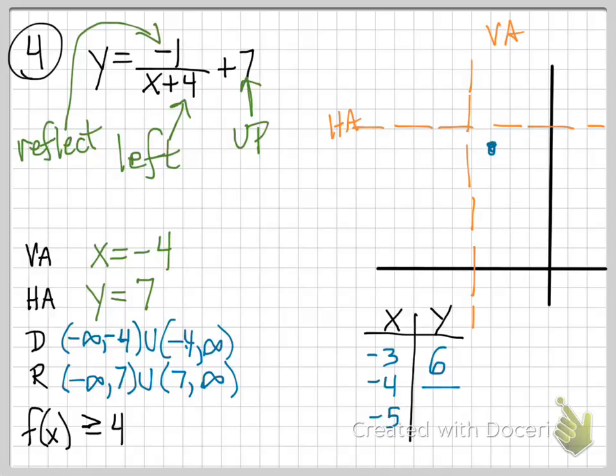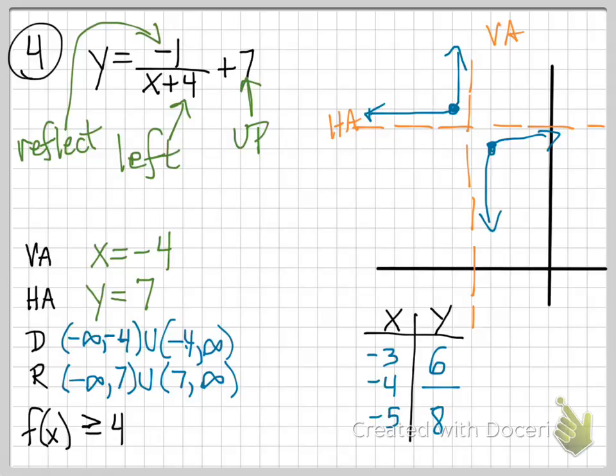Okay, let's try negative 5. Negative 5 in the denominator gives me negative 1. Negative 1 divided by negative 1 is positive 1, and positive 1 plus 7 is 8. So my dot would be at 8. The curve is going to go through each of those dots. So on the top, I'm on the left-hand side of my asymptote, and on the bottom, I am on the right-hand side of my asymptote.